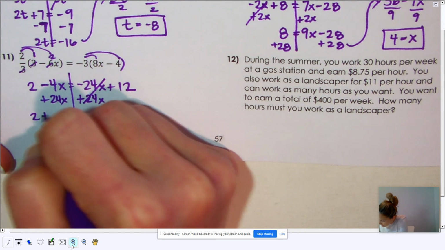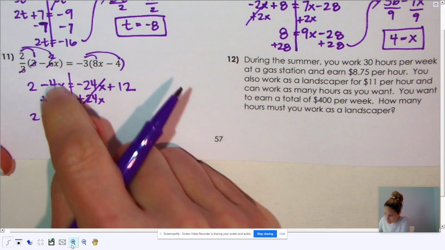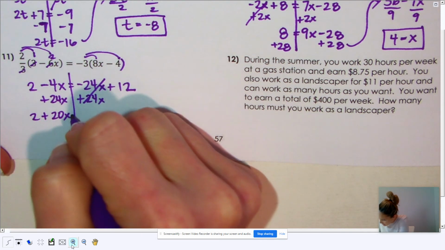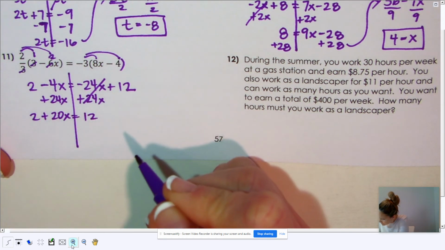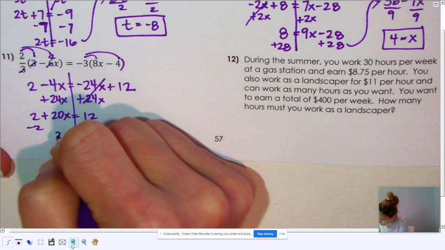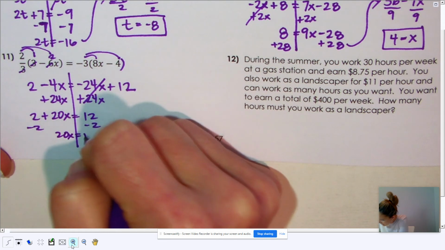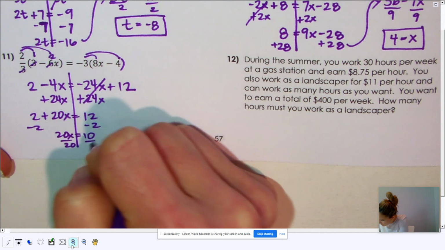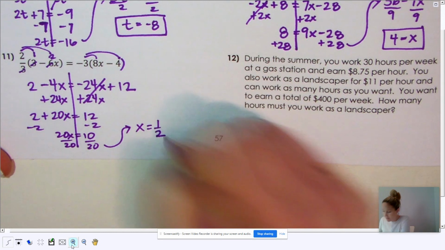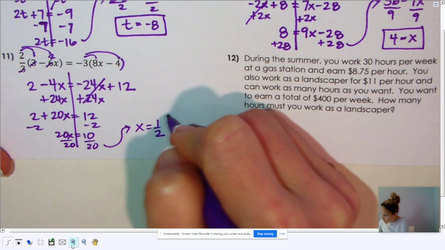So I have 2 plus 20x because 4 of them would be taken away. So there'd be 20 left. And then equals 12 minus the 2. So 20x equals 10. Divide by 20 on both sides. So x equals 1/2 or 0.5.